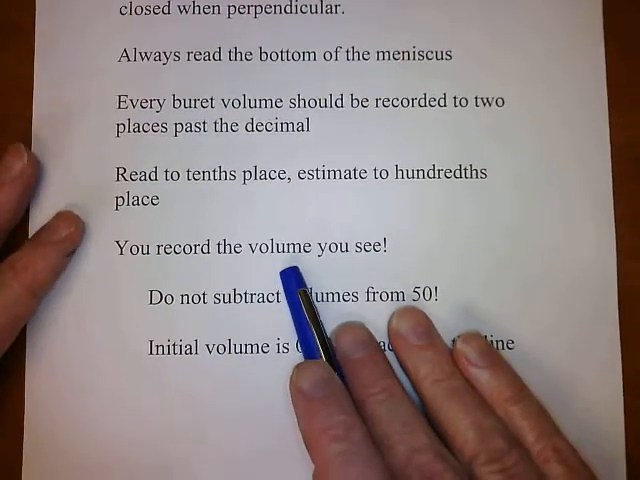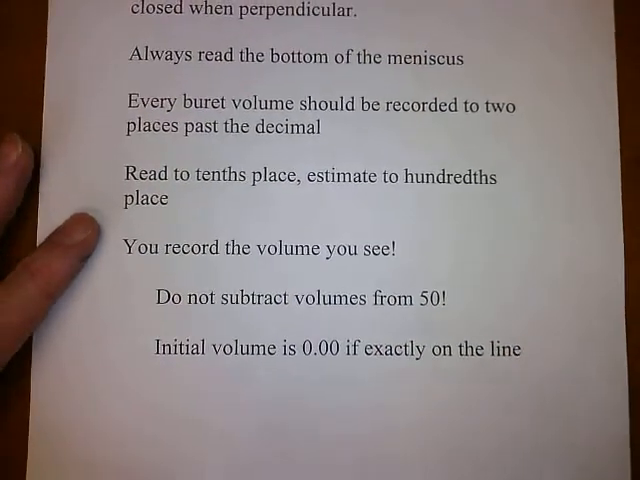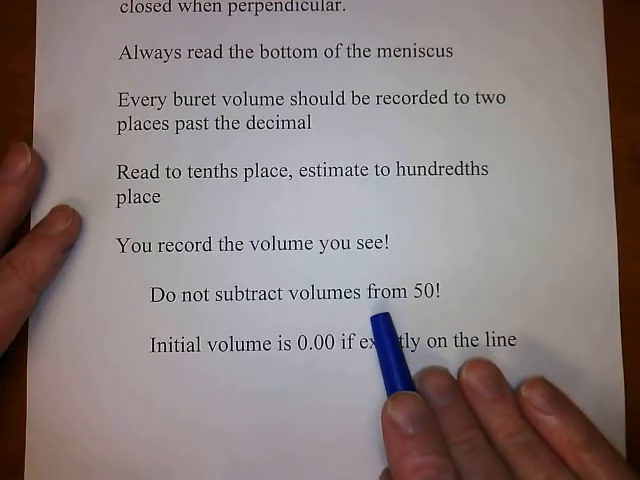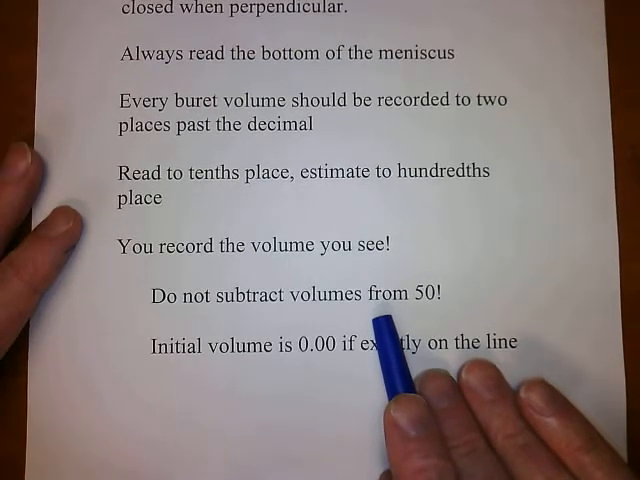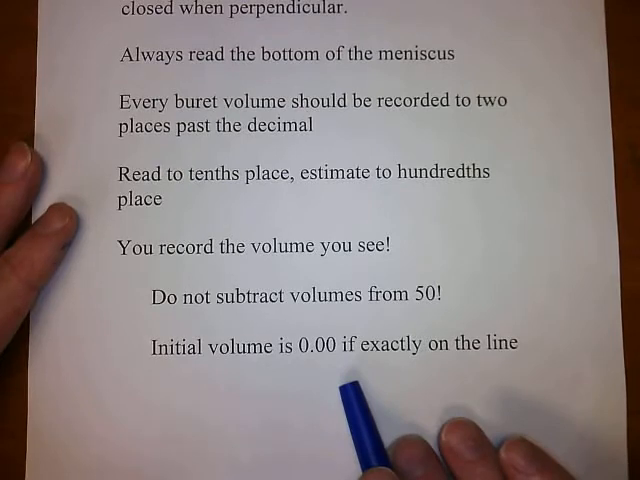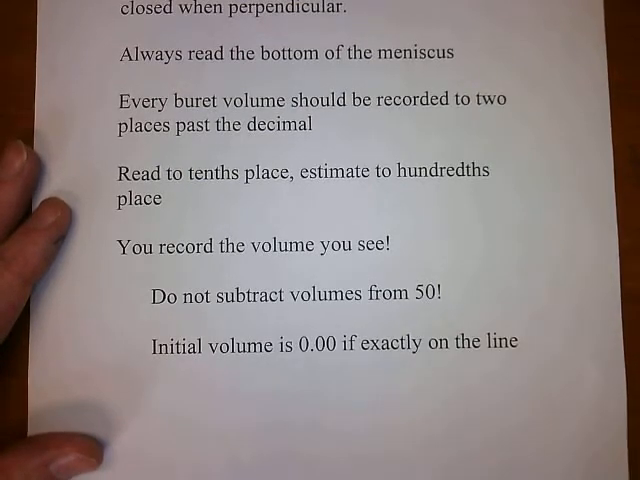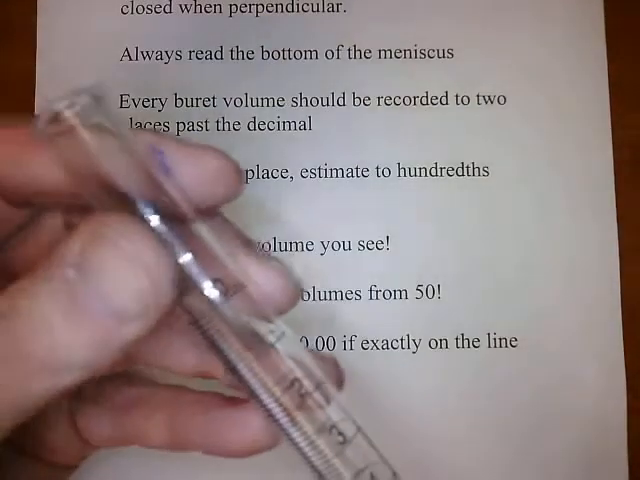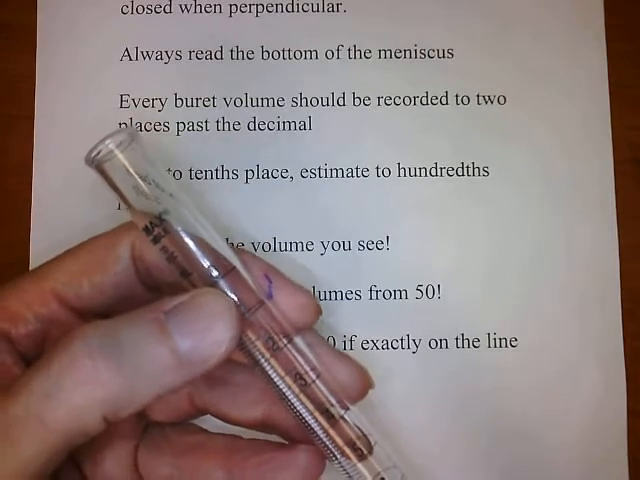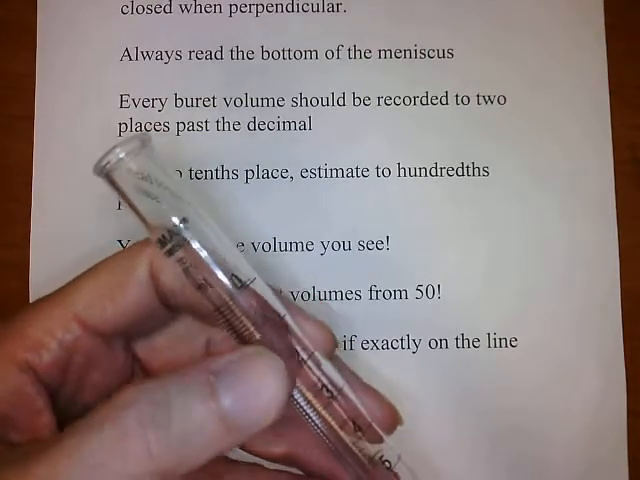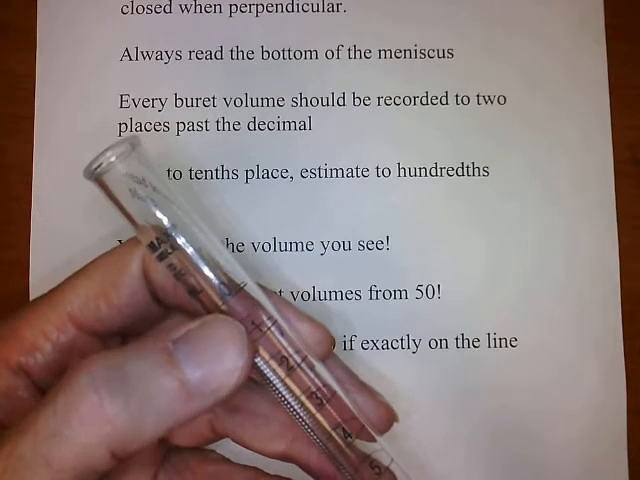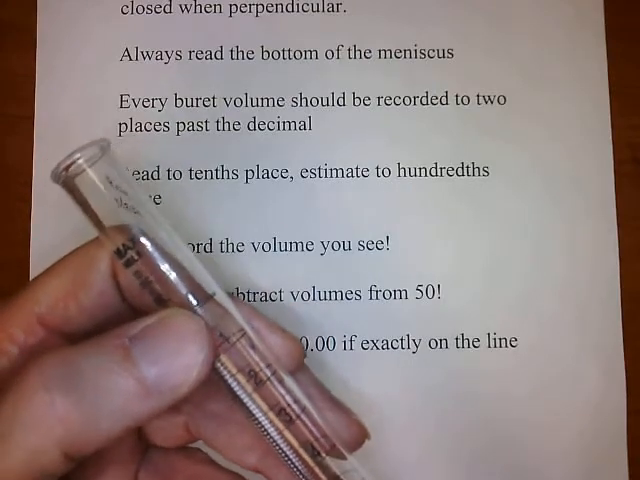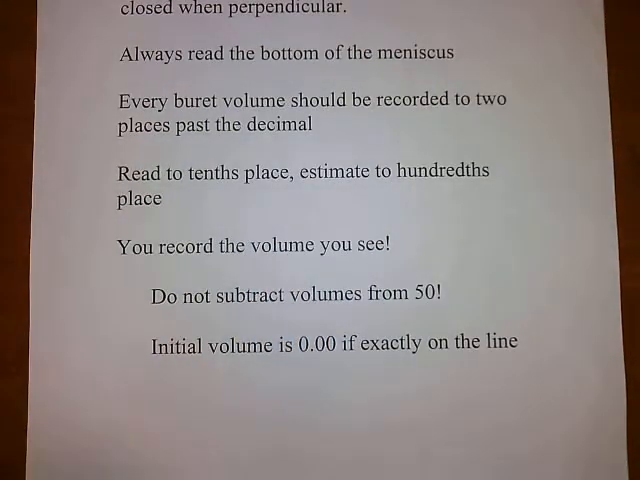Last thing about working with a burette is that you should record the volume you see. You do not subtract the volumes from 50. So when you start out, if you filled it up exactly, it's 0.00 if you're exactly on the line. Let's look at this one more time. Notice it's 0 at the top. So if your bottom of the meniscus is right on that line, then that's 0. It's not 50 mLs when it's filled up, it's 0 when it's filled up.